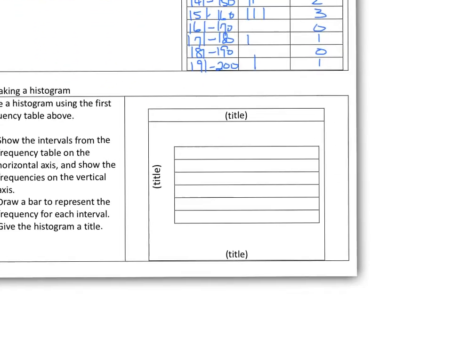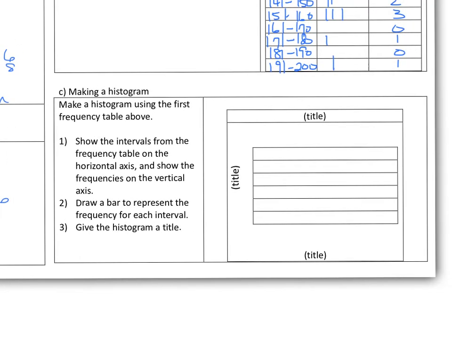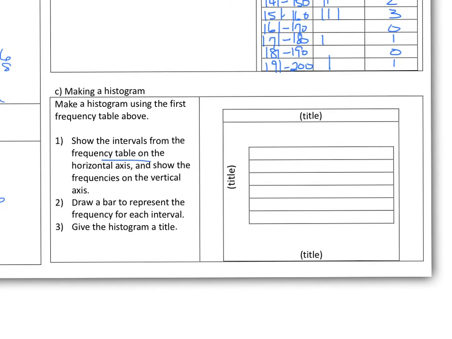So I'm going to first show the intervals from the frequency table on the horizontal axis, and then I'm going to show the frequencies on the vertical axis. So I'm going to have 6 to 8, 9 to 11, 12 to 14, 15 to 17, 18 to 20, 21 to 23, and 24 to 26.